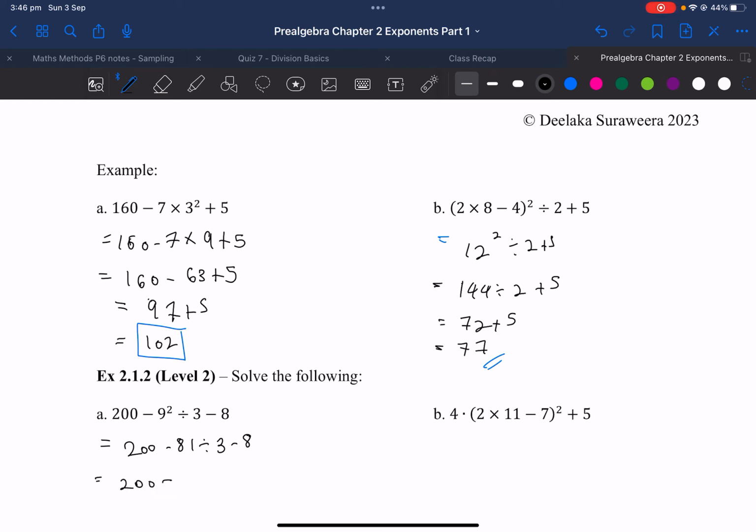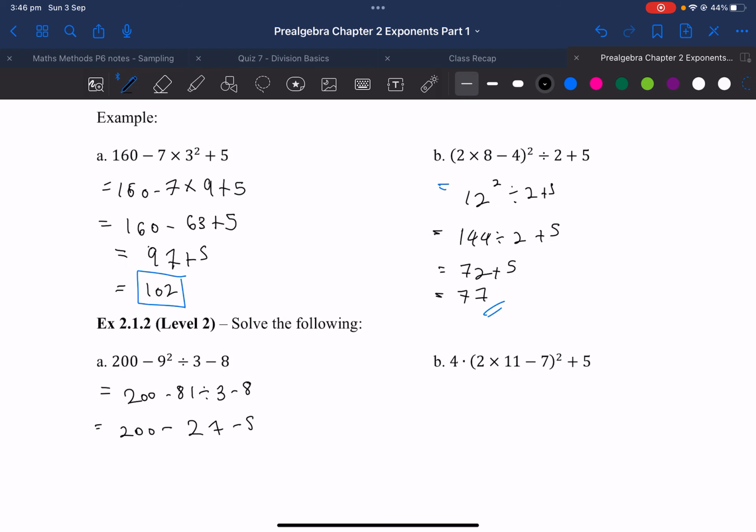You get 19? Long divide if you're struggling. Long divide does work here because if the answer is bigger than 10, long division will work. Yep, 81 divided by 3 is 27. With these subtractions.